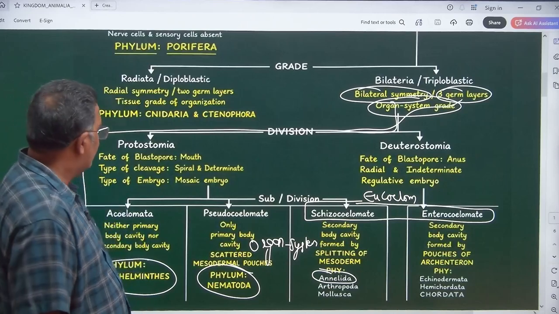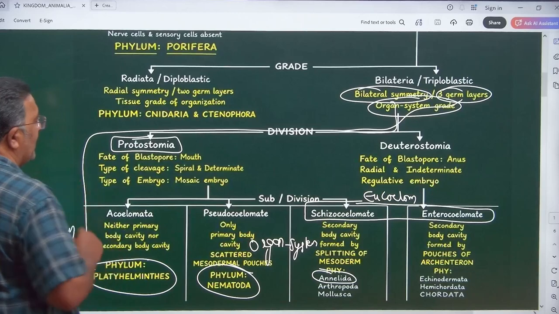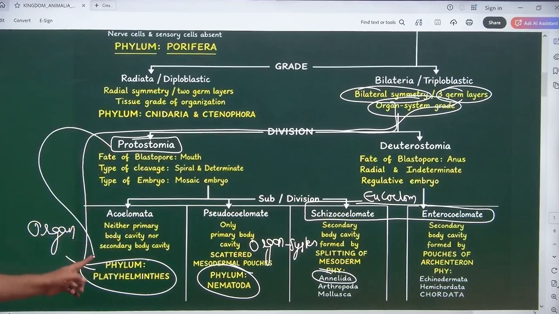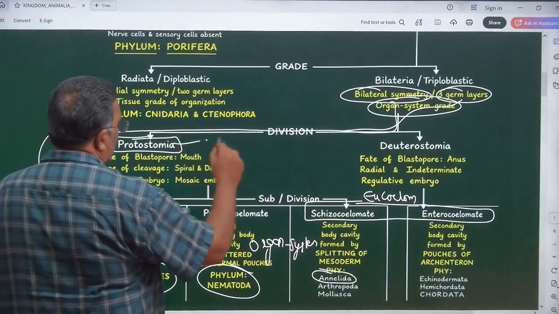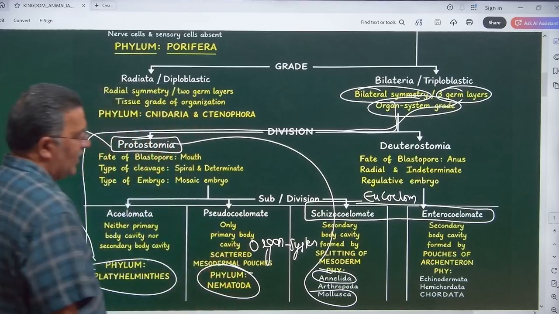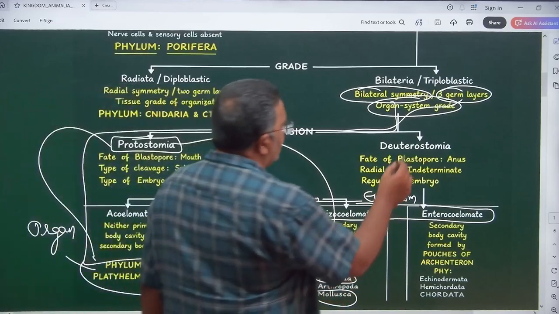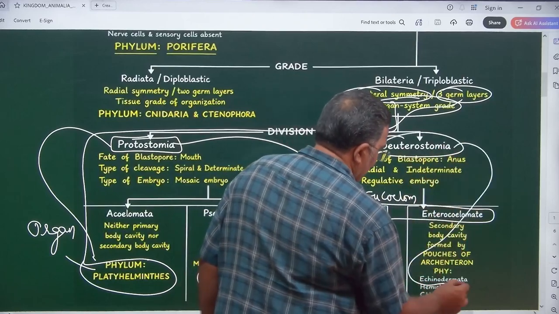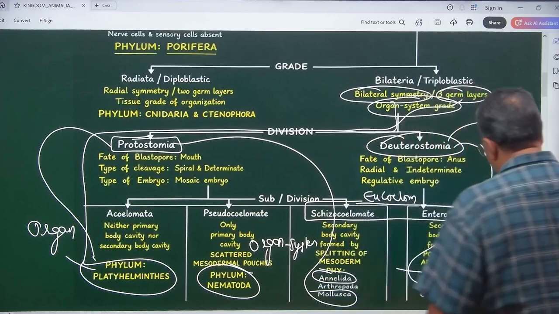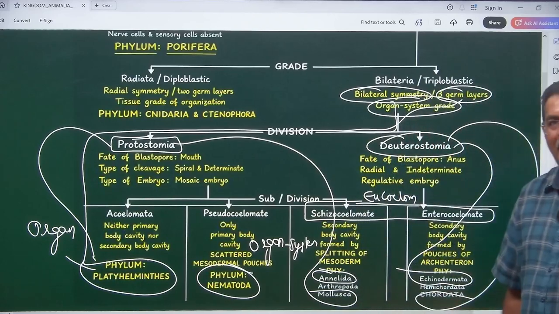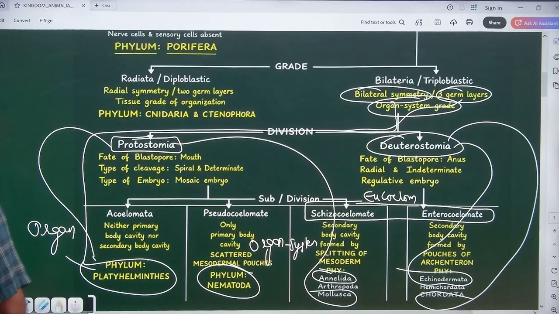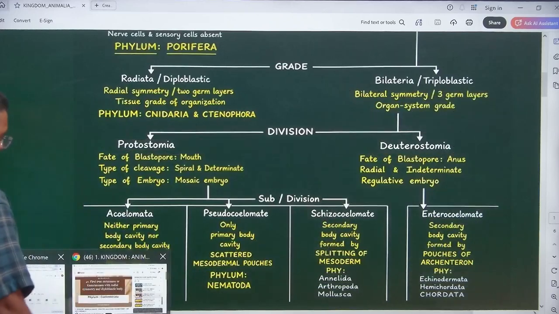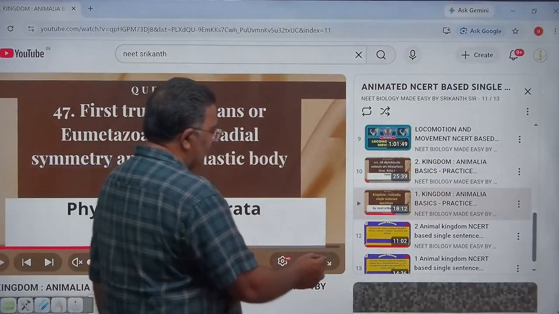Phylum Annelida. Next, this is Protostomia. First Protostomian phylum, phylum Platyhelminthes. Last Protostomian phylum, who is that? Mollusca. First Deuterostomian phylum, Echinodermata. Last Deuterostomian phylum, Chordata. So, did you understand what kind of questions are coming here? These kinds of questions are everything from the chart only, as I promised you. 150 questions we are practicing exclusively from the chart.